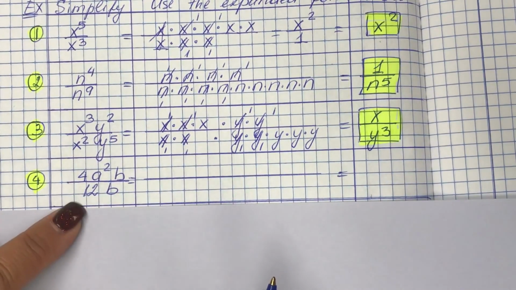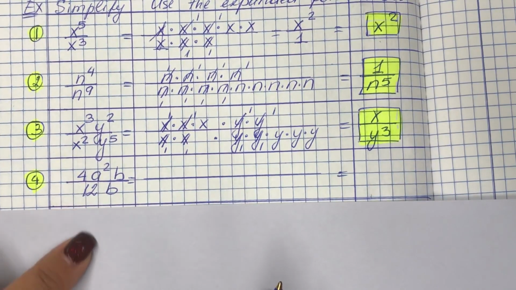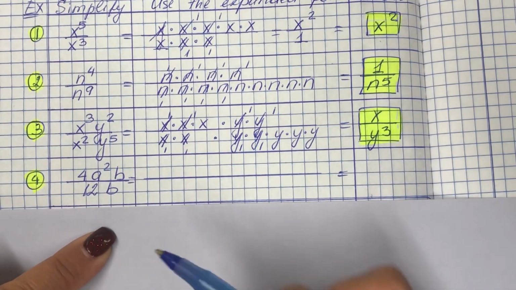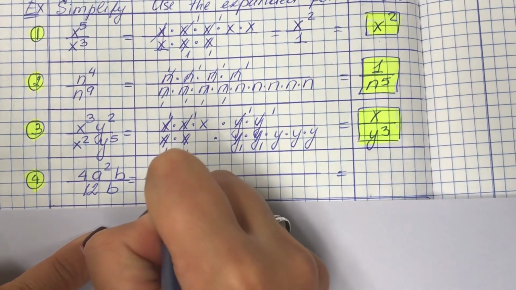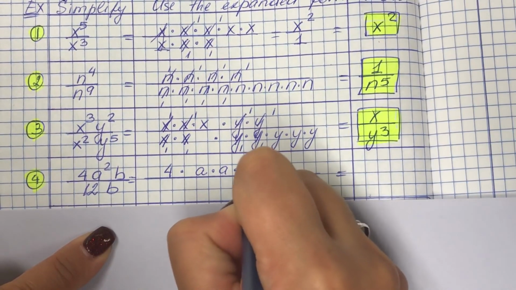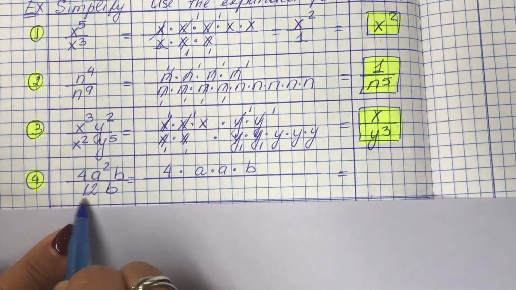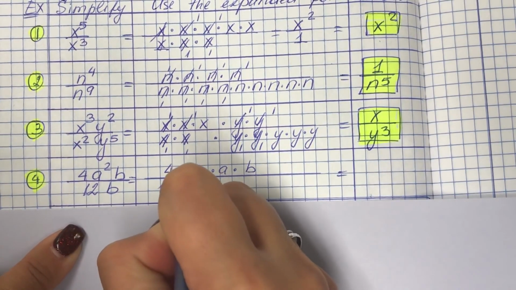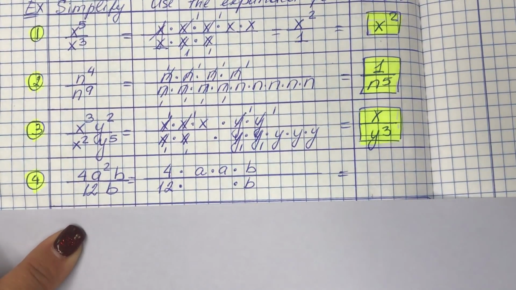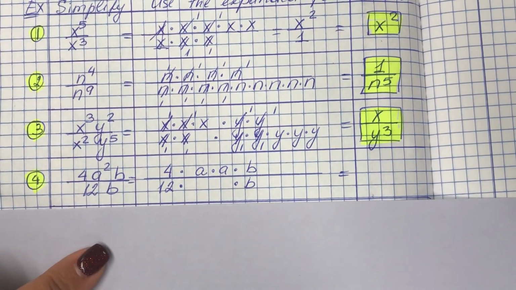When we have numbers and the base and variables, we need to simplify the numbers as well, and then the variables. So for example, I have 4 and then expand a times b on the numerator. Then I have 12 and expand, I don't have any a's, but I'm going to bring the b over here just because I like it to be lined up. When it comes to coefficients or numerical bases, we have to simplify those as well.